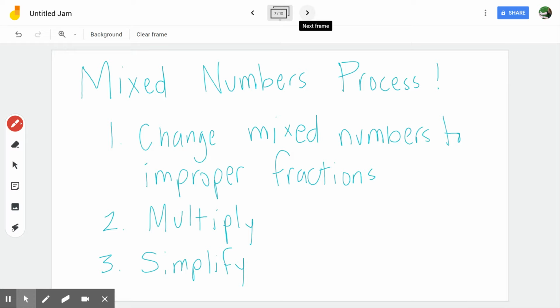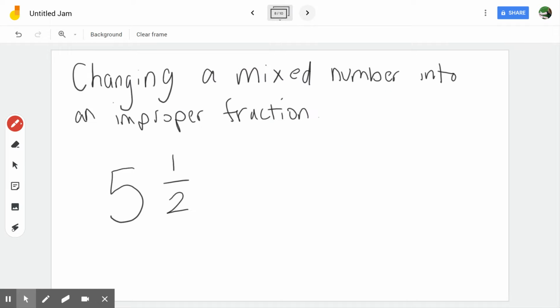Now, we're going to be doing mixed number multiplication, and there's a process for this. It's 3 steps. You want to change the mixed number to an improper fraction. That's why we just did that. Then multiply straight across, and then simplify if you can. All right, we're going to do quite a few of these. I have 4 examples on my desk with me, plus a couple here.